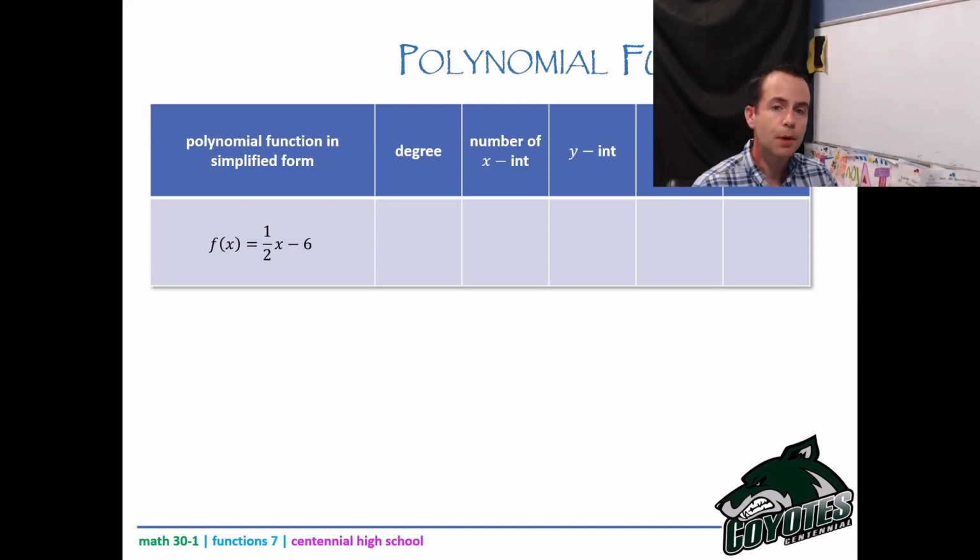So the polynomial function in simplified form is f of x equals 1/2 x minus 6. You have been doing that for 3 years now. It's a first degree because the exponent on the x is just a 1. The number of x-intercepts will be 1. The y-intercept will be at (0, -6). We know that because we would have called it in grade 10 the b value, right? y equals mx plus b.